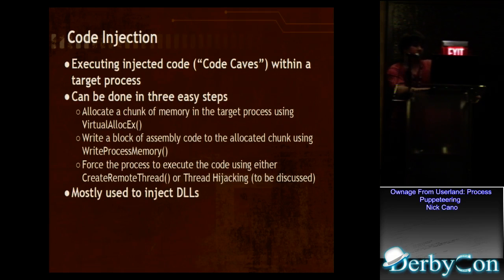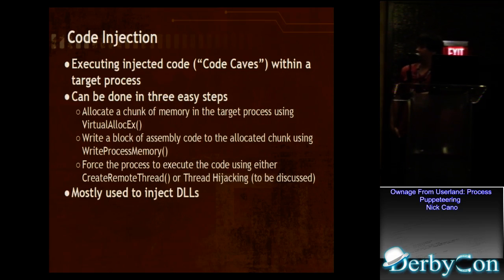So the first step would be code injection. Code injection is executing injected code, which we call code caves, within a target process. And we can do it in 3 easy steps. We'll allocate the chunk of memory where we're going to put our code.